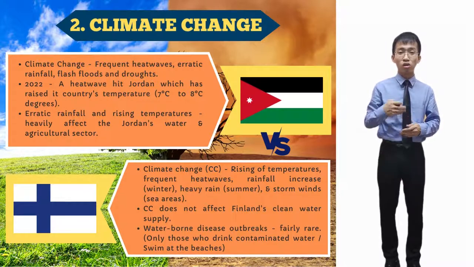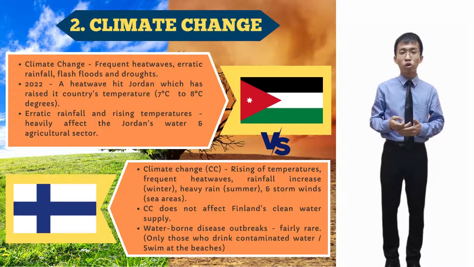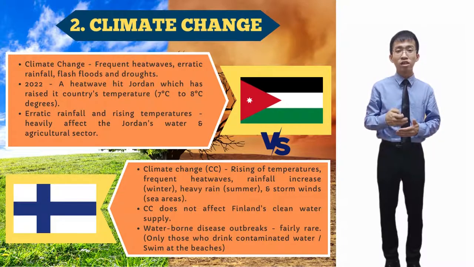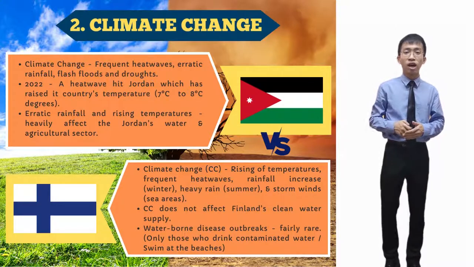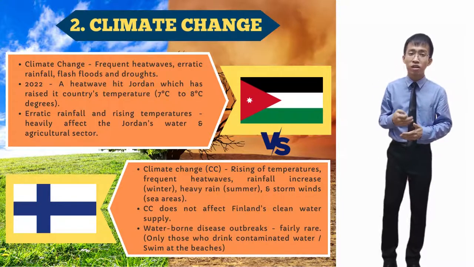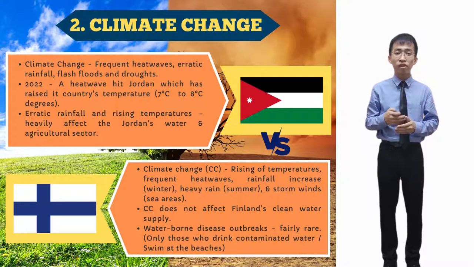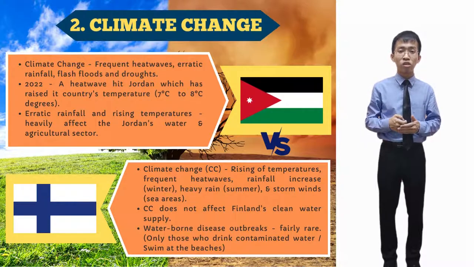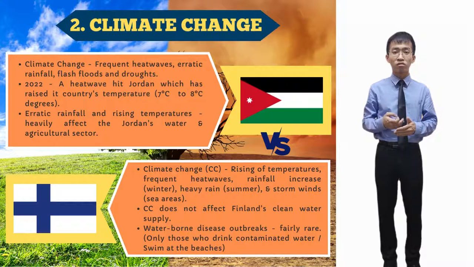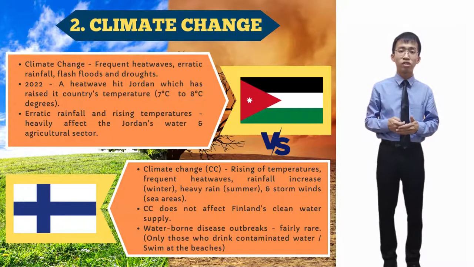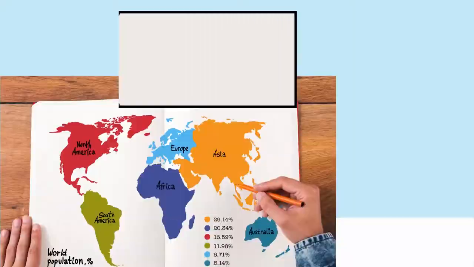And these waterborne outbreaks are fairly rare in Finland, as Finland's water treatment plants already take into account the changes in the quality of raw water and potential water supply problems in their investment. Thus, this shows that climate change does not affect Finland's clean water supply, which directly influences its country's hygiene and sanitation service, unlike in Jordan.